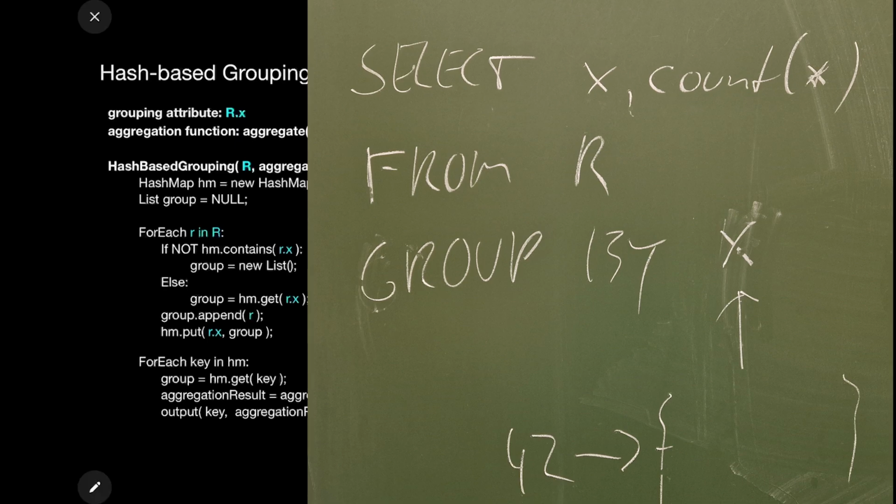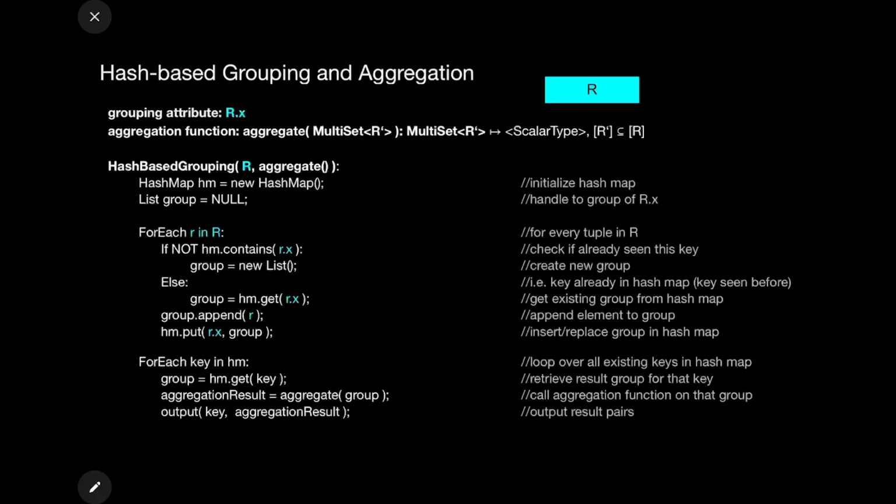But what I'm saying now is, when I compute that with a hash-based algorithm, I basically just create a hash table using the grouping condition as a key of my hash table. That's all I'm doing. And then I associate with each of those keys, say it's 42, a set of tuples that have that key in the x attribute. That's the first thing I'm doing in grouping. I partition by this x attribute. And that's what you see in the pseudocode here.